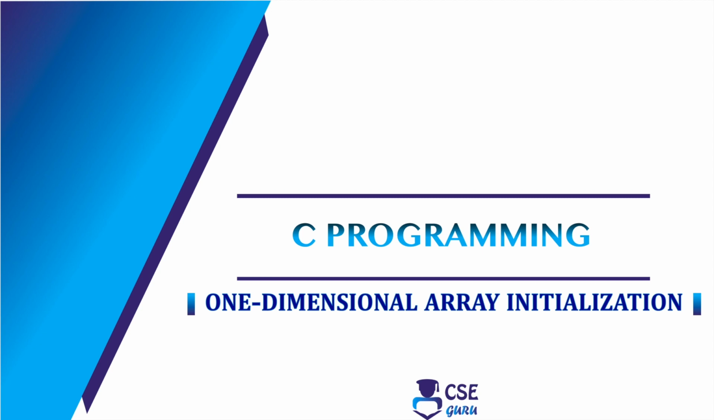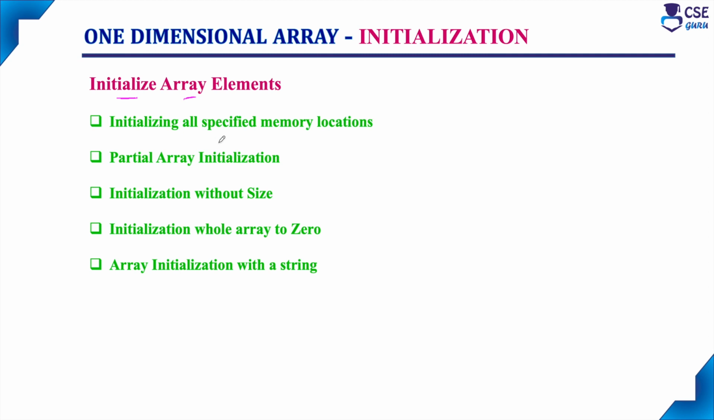Welcome to CSEGuru. In this session, we will discuss array initialization. Already, we have discussed the array initialization first method, that is initializing all specified memory locations. In this session, we will discuss the next three methods: partial array initialization, initialization without size, and initializing the whole array to 0.